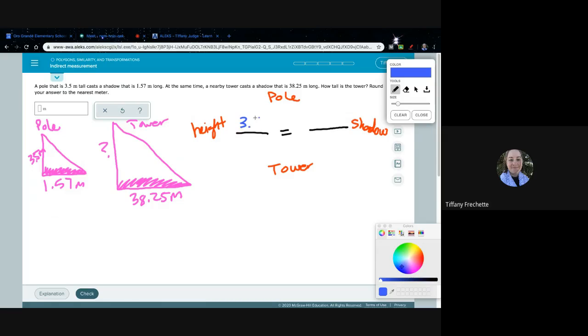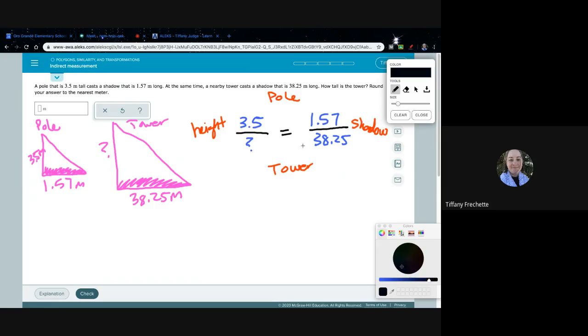The height of the pole is 3.5, which, if you draw it out, it just helps you visualize it, and I'm a very visual person. I need to actually see the figure because it helps me keep everything straight, but it also gives it to you up here. And then height of the tower, we don't know that, right? That was our question mark. Shadow for the pole, we have 1.75. Shadow for the tower, we have 38.25.